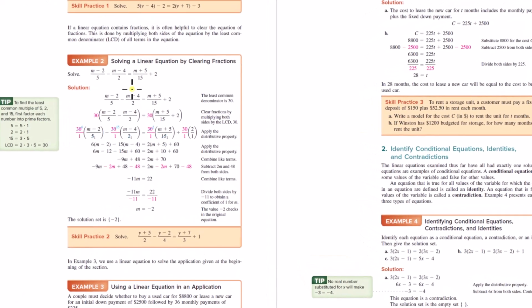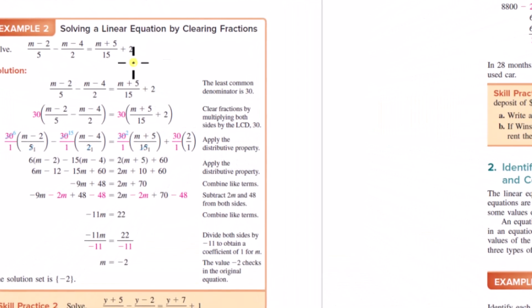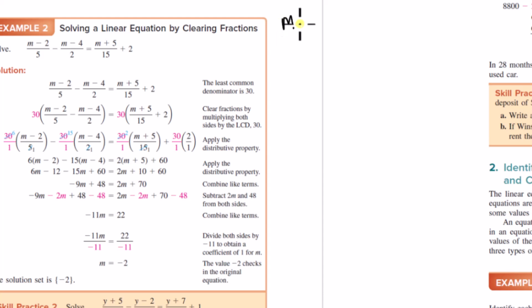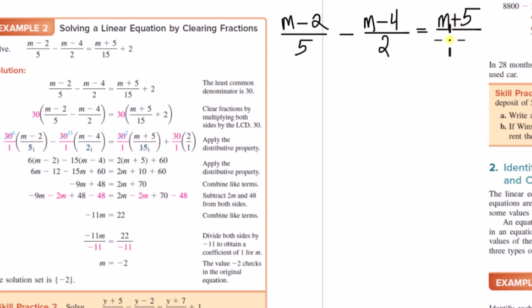Okay, let's work another example. Let's solve this equation here. So we've got (m minus 2) over 5, minus (m minus 4) over 2, is equal to (m plus 5) over 15, plus 2.